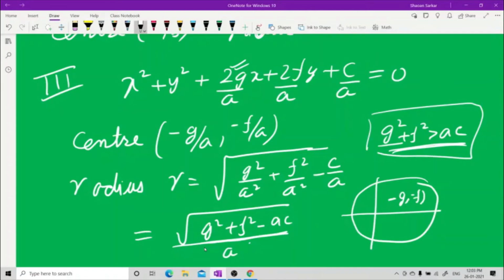Don't think this is the first quadrant. That's why I've written minus. How can I write minus g, minus f? It could be positive also. And if it is negative, it will shift here. But if g and f are negative, then it will be here. And the radius of the circle, let us say, is R, and this R is this R.